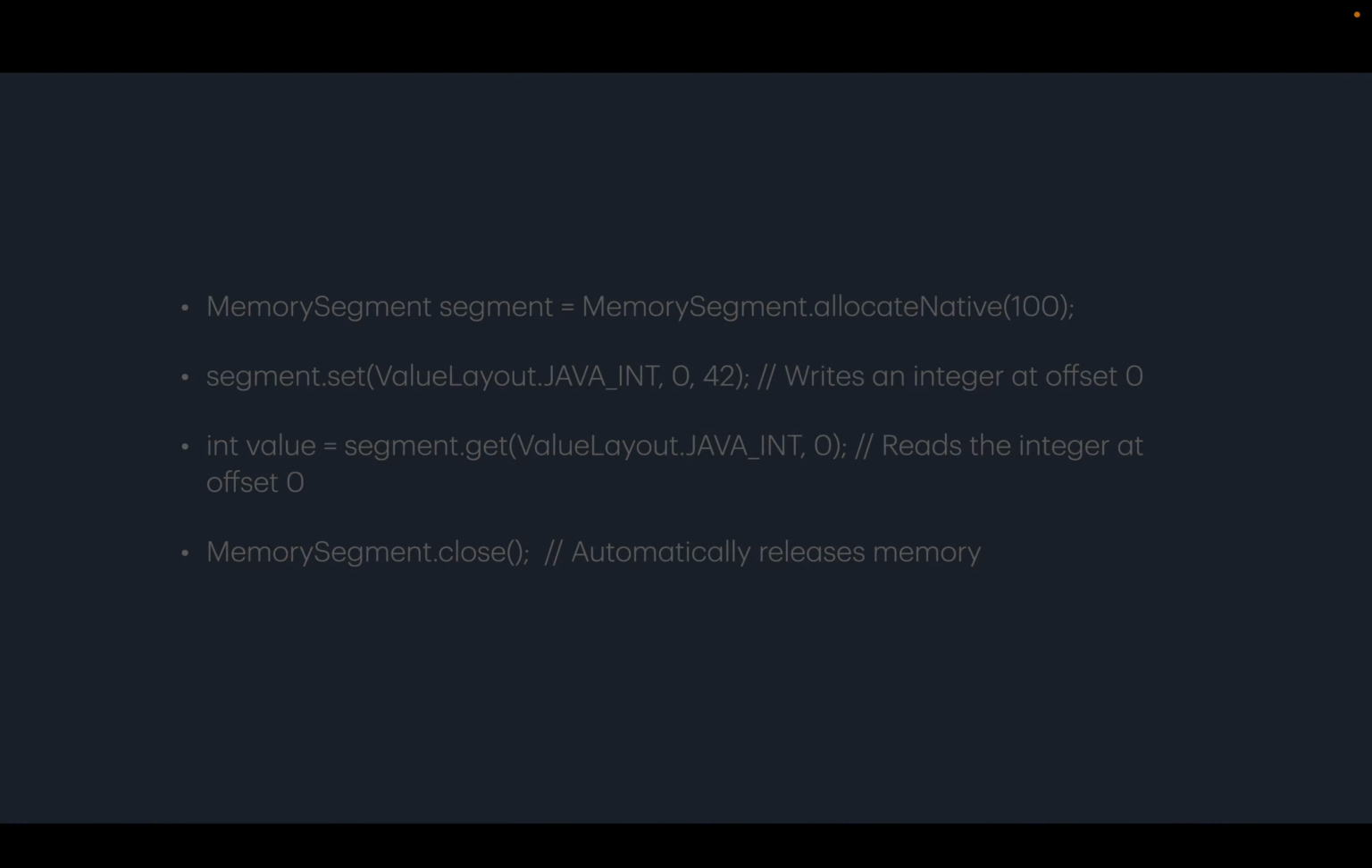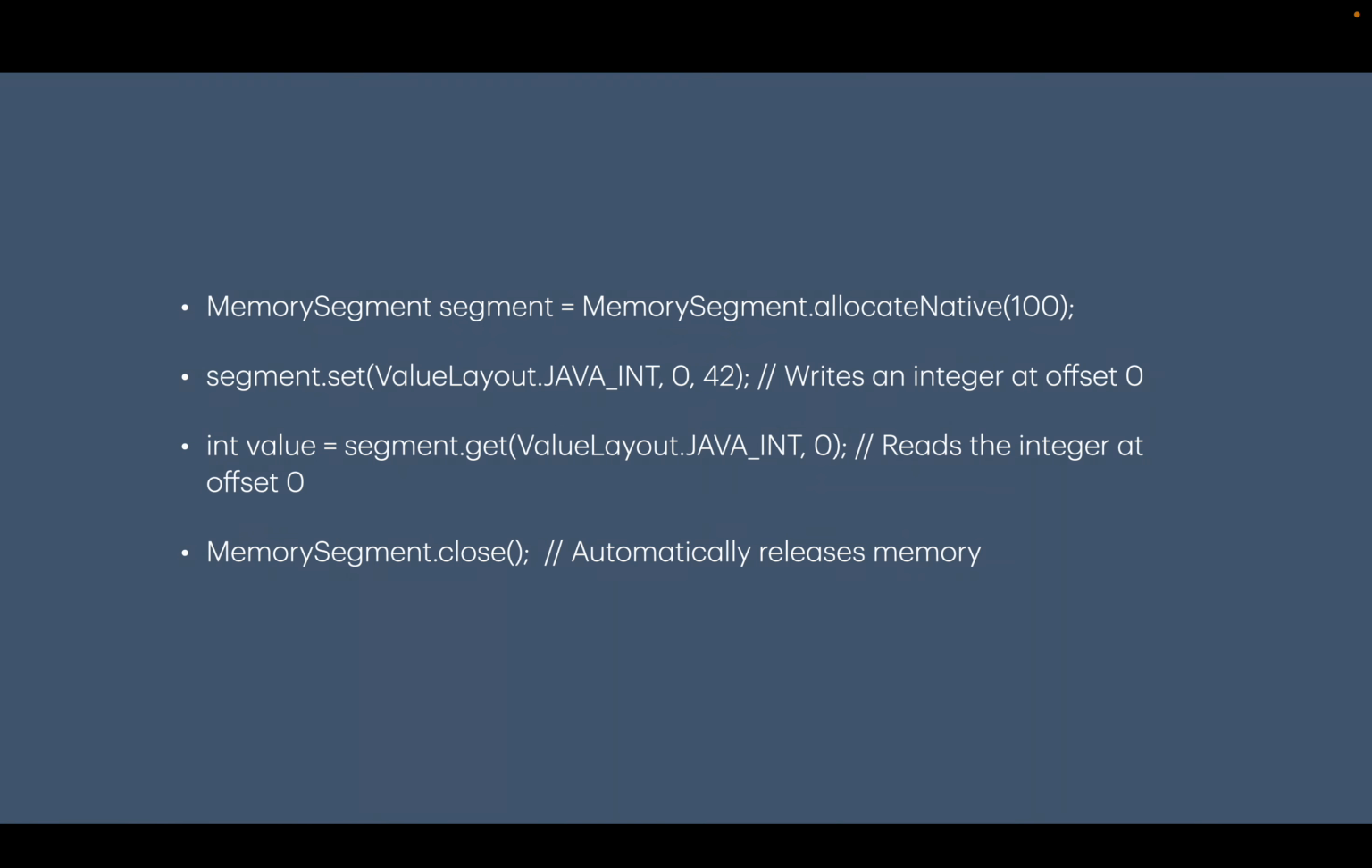So if you could see here, memory segment, right? This memory segment allocates memory, native off-heap memory, it is allocating 100 bytes in the first line. Then the second one, if you could see, segment.set, it is setting a value, storing at the 0th byte the value 45. Then it is getting the value at that stored 0th address. After that it is automatically releasing the memory, so memory cleanup is done.